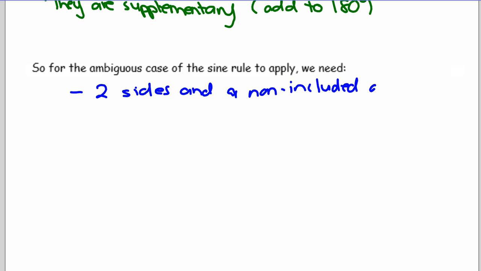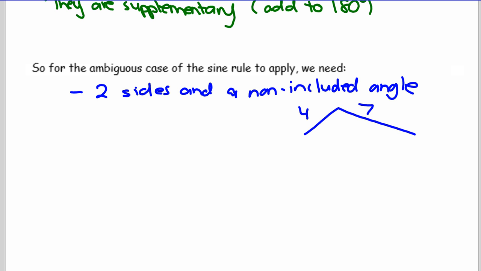So, as we mentioned before, for the ambiguous case of the sine rule to apply, we need two sides and a non-included angle. What do I mean by that? Not the angle in between the two sides; it has to be one of the other ones. Imagine sides 4 and 7. It has to be one of the other two angles, either that one or that one. It can't be the included angle.